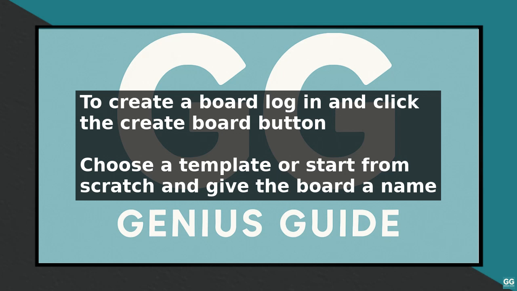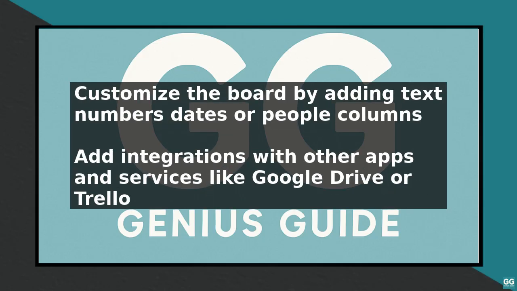To add a column, click on the plus icon at the top right corner of the screen and choose the type of column you want to add. Once you have set up your board, you can start adding items and assigning them to team members. You can also set deadlines, add files, and track progress. Use the dashboard to get an overview of your board and drill down into specific items for more details.